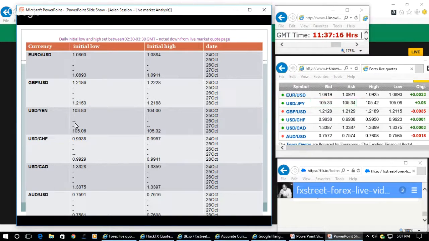Then in the case of USD yen, 105.06 was the initial low that has not been breached, and 105.32 was the initial high. They breached it and went up to 105.42 and came down to 105.3233, holding above the initial high in order to gain some levels.